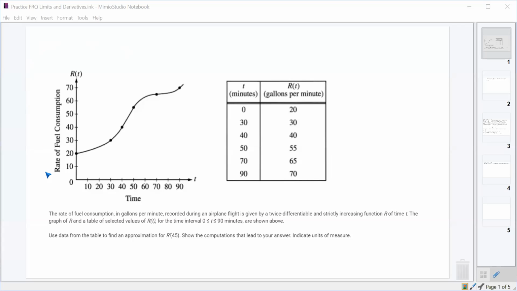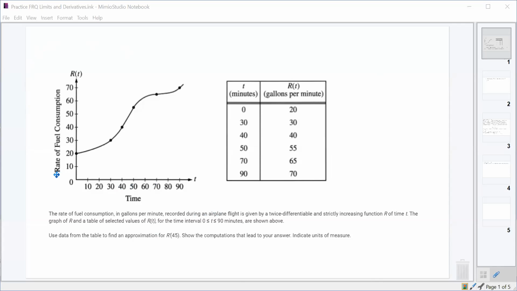So we're given a graph and we're given a chart. And remember that this would only be one piece of one of the free response questions. And this particular one is so easy. Even if you don't see how to do it right away, you'll see how easy it is once we do it, and you'll never forget how to do these.